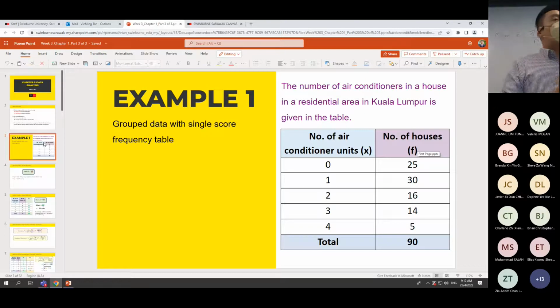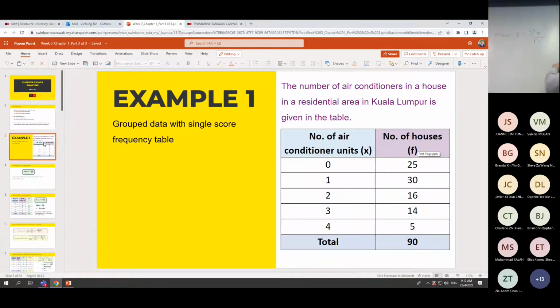So for your project 1, you need to use this formula to calculate the mean value. But today you may find that the data has already been grouped into different classes, into 5 classes. So this type of data is considered grouped data. We cannot use this formula anymore to calculate the mean value. So what is the formula we have to use then? We need to use another formula.